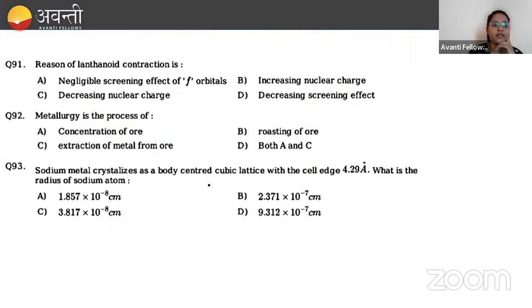Reason of lanthanide contraction is: negligible screening effect of f orbital, increasing nuclear charge, decreasing nuclear charge, or decreasing screening effect. Lanthanides have all the orbitals present, s, p, d and f, and they are f block elements. They do not have a large size compared to the radius we would expect. The reason for lanthanide contraction, the small size of the lanthanoid radius, is the negligible screening effect of f orbitals. This is our answer. A poor screening effect of f orbital results in the lanthanide contraction. They do not show a good screening effect, and that's why their size is less.